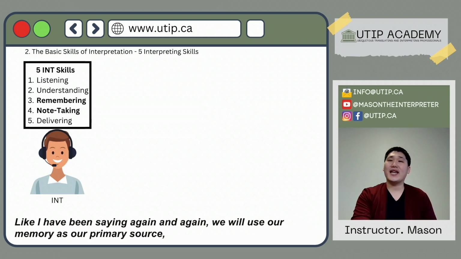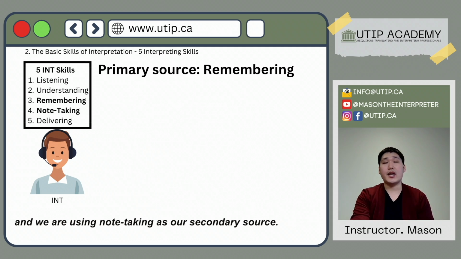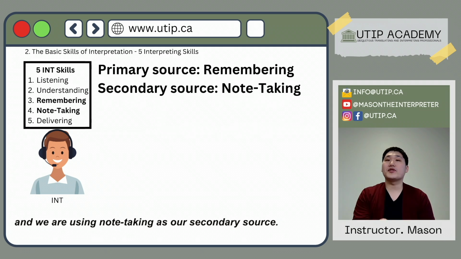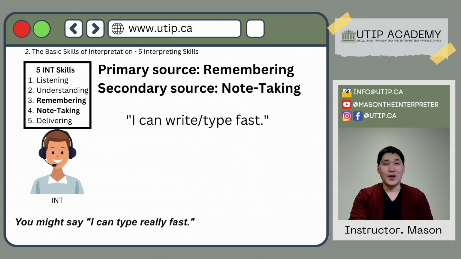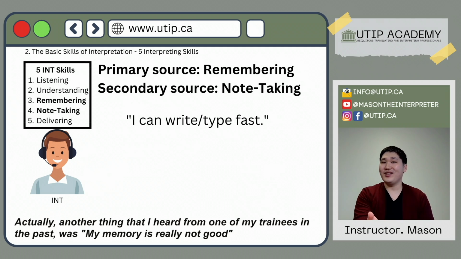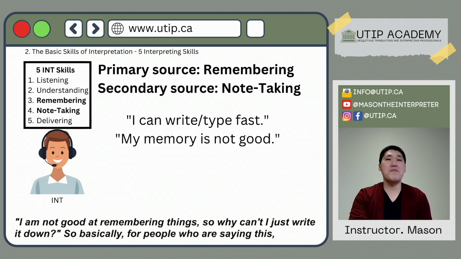Like I've been saying again and again, we will use our memory as our primary source. And we are using note-taking as our secondary source. Now, some of you might wonder, why can't I just primarily take notes? You might say, I can type really fast. Actually, another thing that I always heard from one of my trainees in the past was, hey Mason, my memory is really not good. I'm not good at remembering things. So why can't I just write it down?